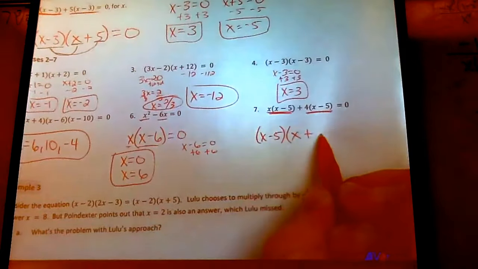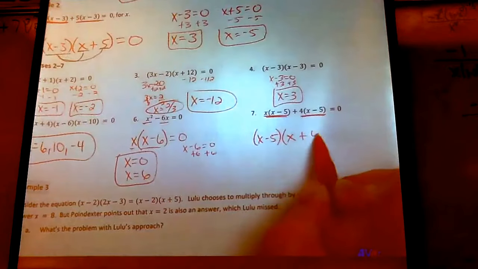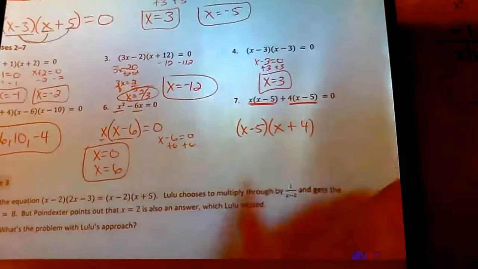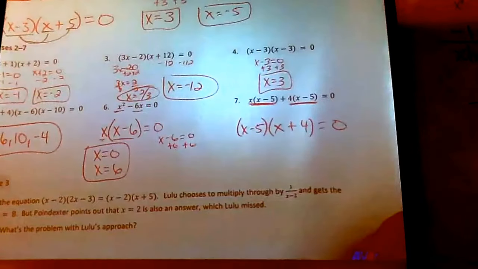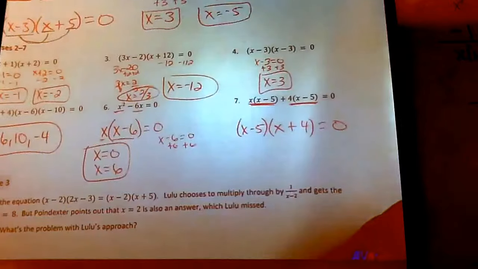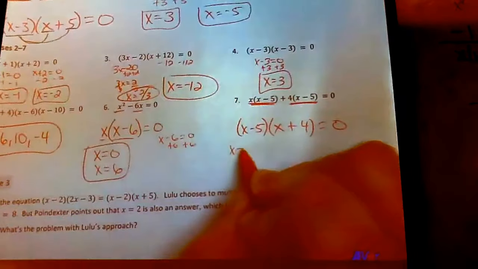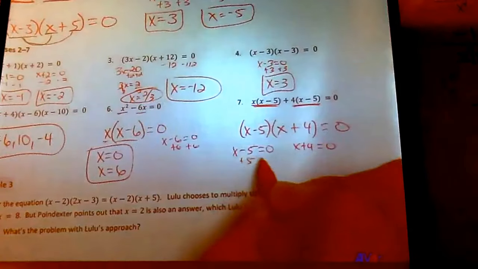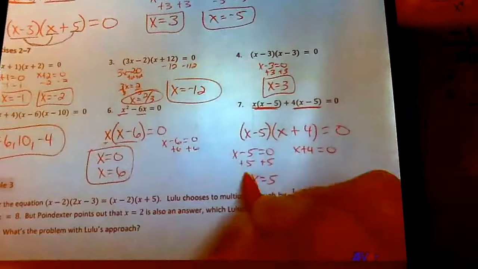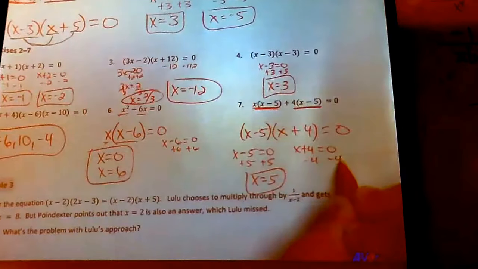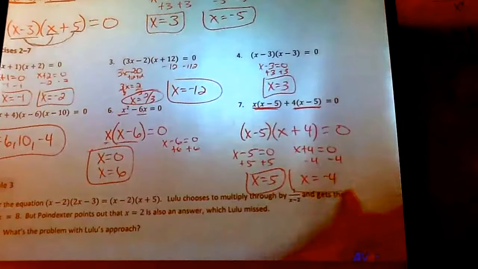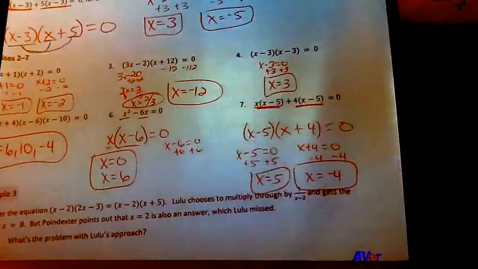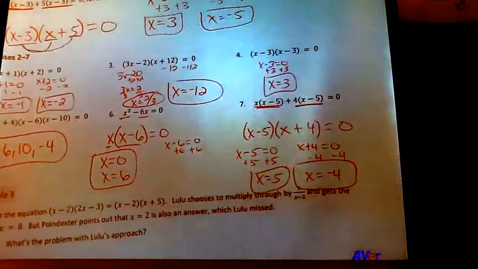Plus x minus 5 times what gives me that? 4. If you notice, it's always just whatever's in the parentheses, and then whatever's outside the parentheses make their own. So that equals 0. Set each one equal to 0. X minus 5 equals 0. X plus 4 equals 0. Add 5. X equals 5. Subtract 4. X equals negative 4.